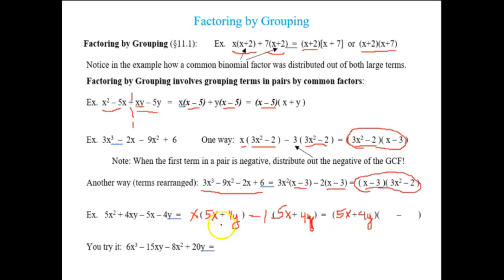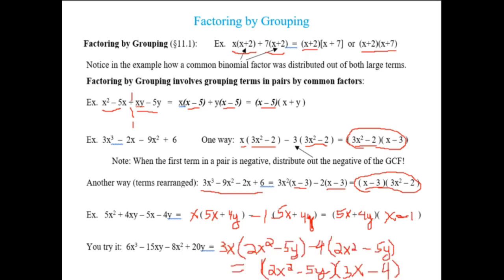And notice I can pull that out to the front, and that would leave me with what's out in front of each of these. It would leave me with x and a minus 1. So x minus 1 is the remaining terms after I pull out a 5x plus 4y. So pause the video and try to do this one. Try to figure out how that one factors, and then we'll give you the answer.